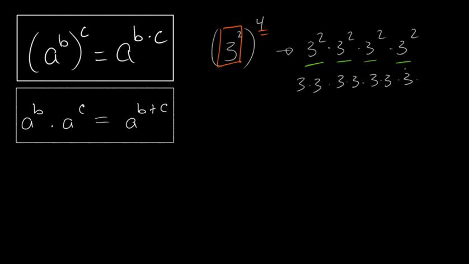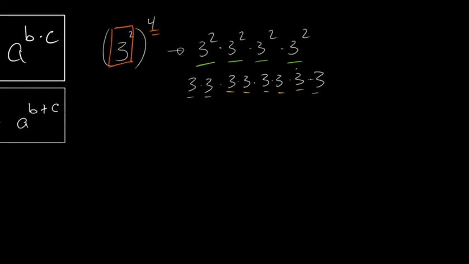So all of these factors of 3, I can just count up and decide I don't have to write this out in this expanded form. They're just 3s. In fact, I've got 1, 2, 3, 4, 5, 6, 7, 8 of them. So I can rewrite this as simply 3 raised to the 8th power.